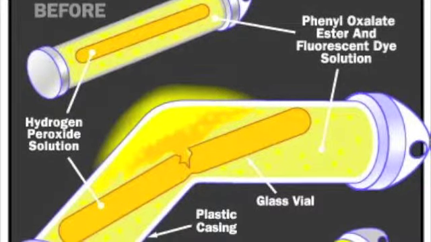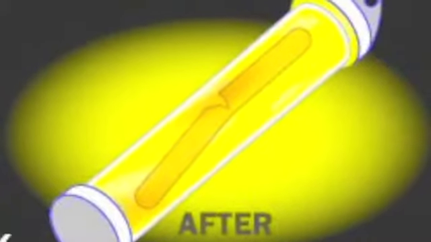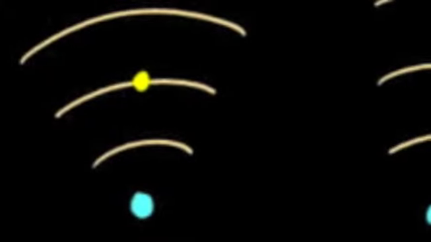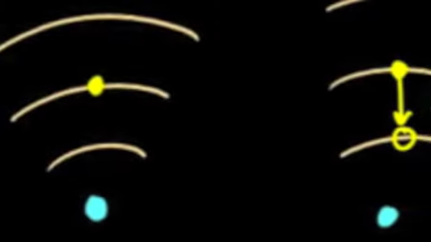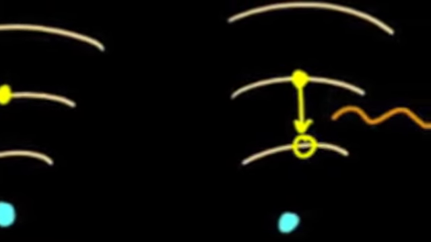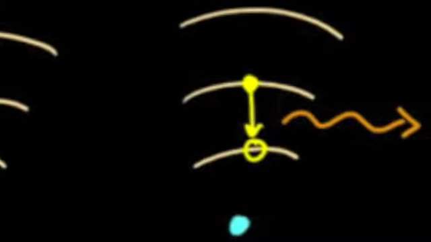This reaction releases energy and excites the electrons in the fluorescent dye to a new energy level. When the electrons come back down to their original state, they release energy in the form of photons, which produces light. The photon is represented by the orange wavy arrow.